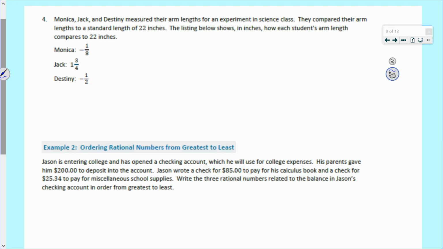Monica, Jack, and Destiny measured their arm lengths for an experiment. They compared their lengths to a standard length of 22 inches. The listing below shows the differences in inches.